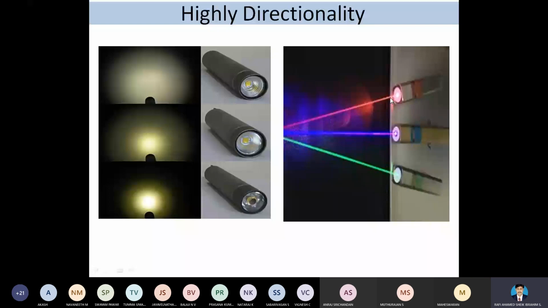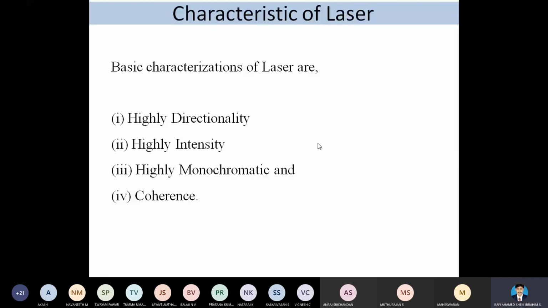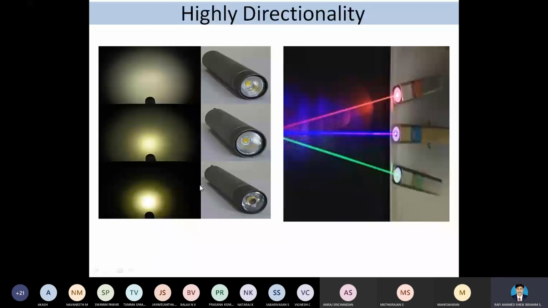So I will explain once again. We are discussing the characteristics of laser. Basically, there are 4 characteristics of laser. First one, directionality. Second one, intensity. Third one, monochromatic. Fourth one, coherence. We started our talk with high directionality. To explain these characteristics, we have taken ordinary light and also a laser source. We are comparing these two. First, we started with the ordinary light.